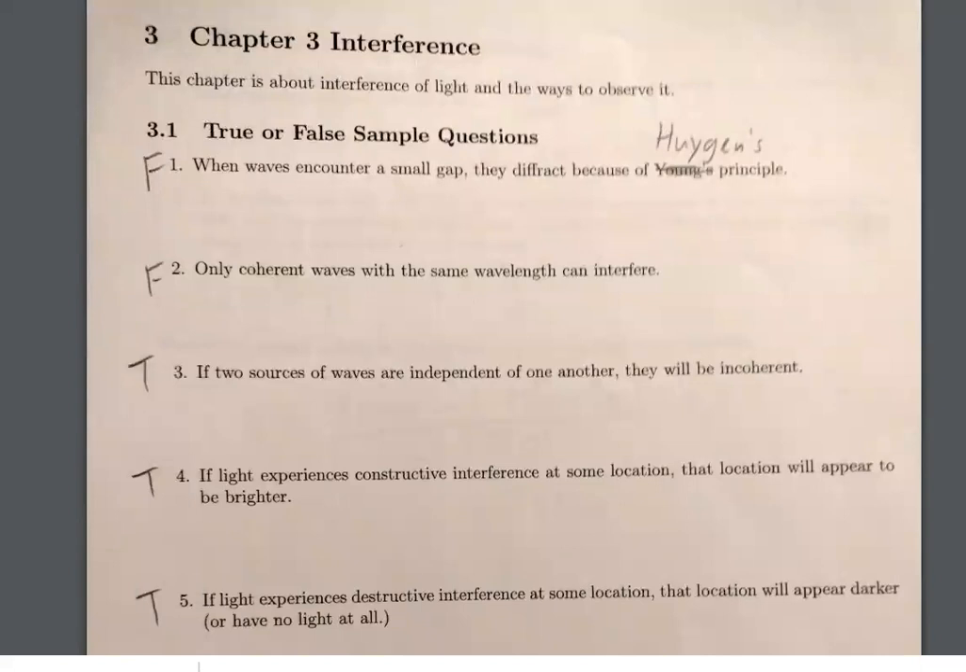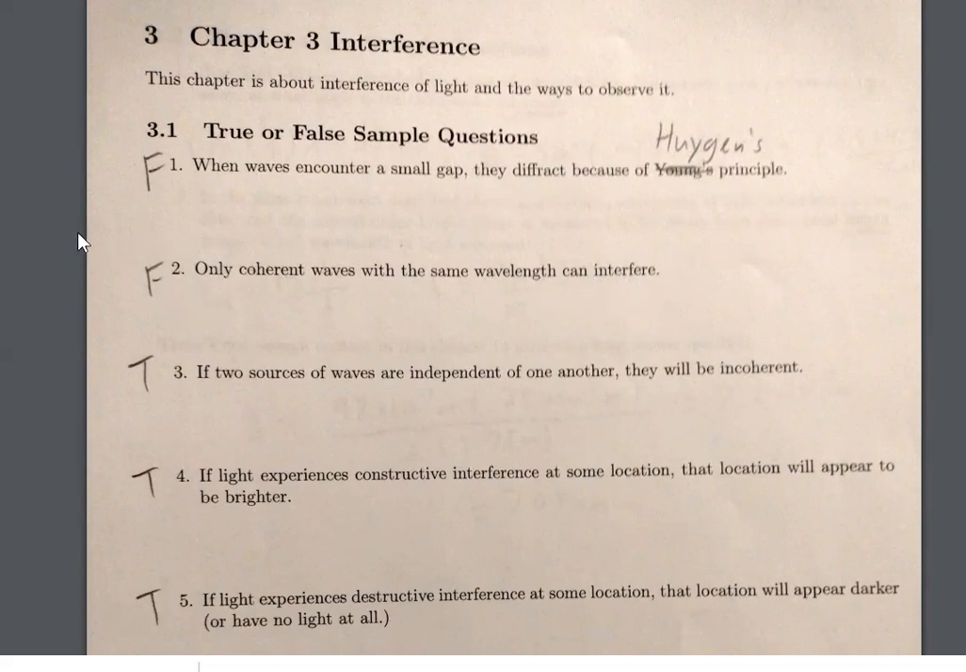Okay, last chapter, interference. So when waves encounter a small gap, they diffract because of Huygens' principle. Remember, Huygens' principle says that every point on a wavefront acts as a source for new waves. Now, normally they just go away and become the next wavefront. But if they hit a small gap, then that doesn't happen. They can't recombine like that. So you still have the spherical wave packet that's emanating out. And so it can bend around corners, or it can go around sharp points. That's what diffraction is.